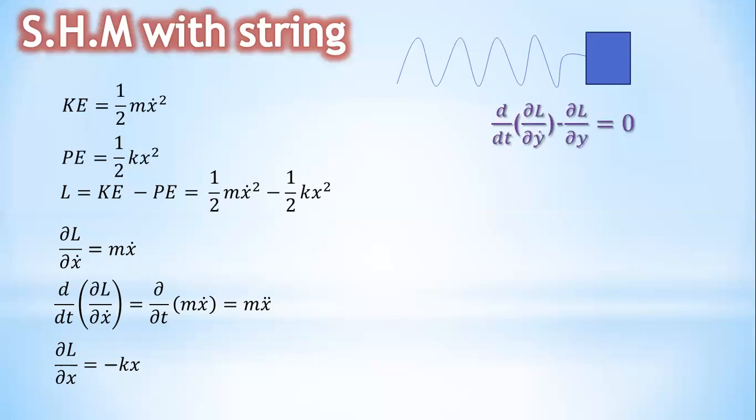We get m x double dot plus kx equals 0. So minus kx on the left side equals m x double dot on the right side. Minus kx is the projection of the tension force with respect to the x-axis. So the tension equals ma, and finally the force equals ma, which proves exactly Newton's second law.